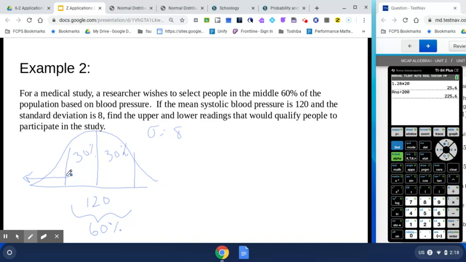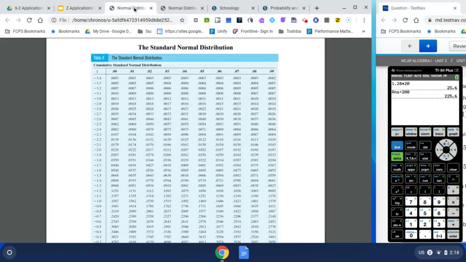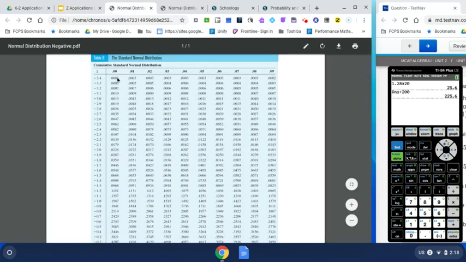If 60% is in the middle, that leaves 40% for both tails. So that means 20%, or 0.2, is the area associated with this left tail region. So I'm going to look at the negative chart for the closest number to 0.2. Again, I'm scanning for 0.2 in the middle here where the probabilities are. I'm going to start in this first column and scroll down until I get close to 0.2.